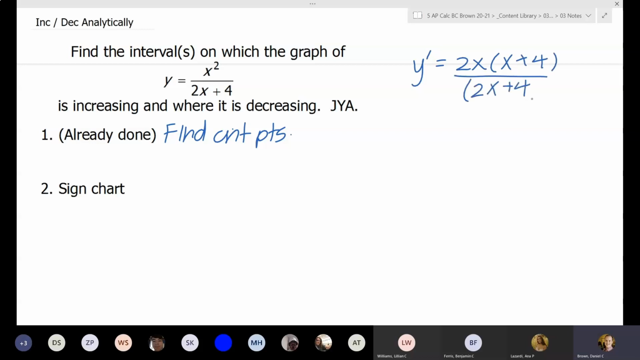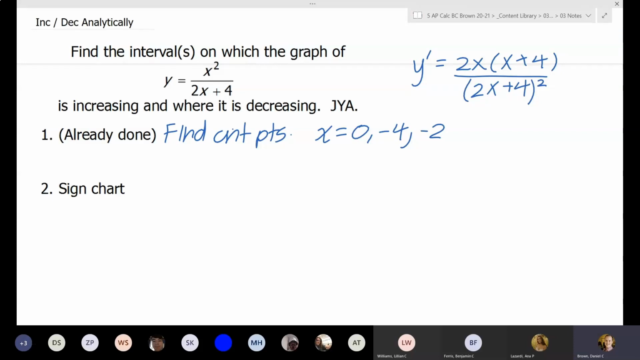So I did save some time by choosing the same problem, but we found the first derivative. We used those to find the critical points. So we have critical points at 0, -4, and -2. And we're going to use those critical points to create a sign chart.